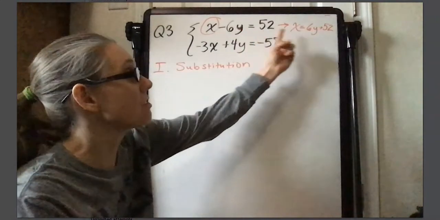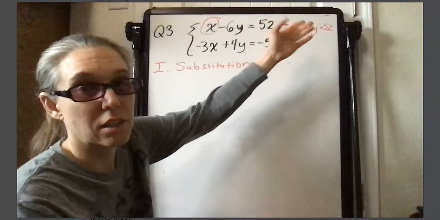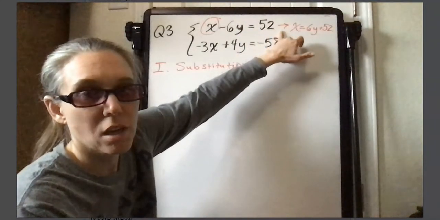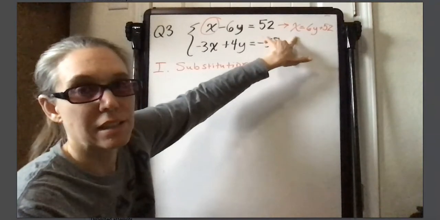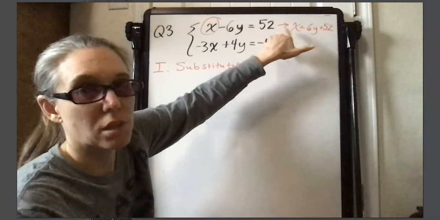And don't attach these by an equal sign. These are not equal as written. Otherwise, if you have an equal sign right here, what you're doing is you're saying that x is equal to 52. x is not 52. So just do an arrow.